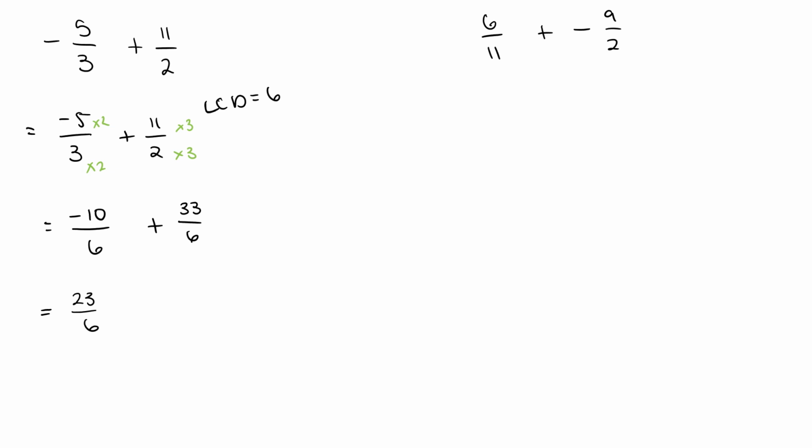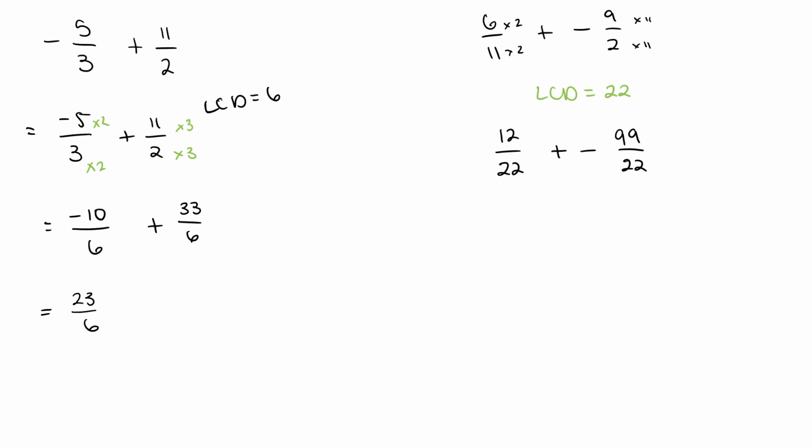I'm going to do the same thing here. We're going to find our lowest common denominator, which for 11 and 2 is 22. That means I'm going to multiply everything on this first fraction by 2 and everything on the second fraction by 11. So I have 12 over 22, adding a negative 99 over 22.